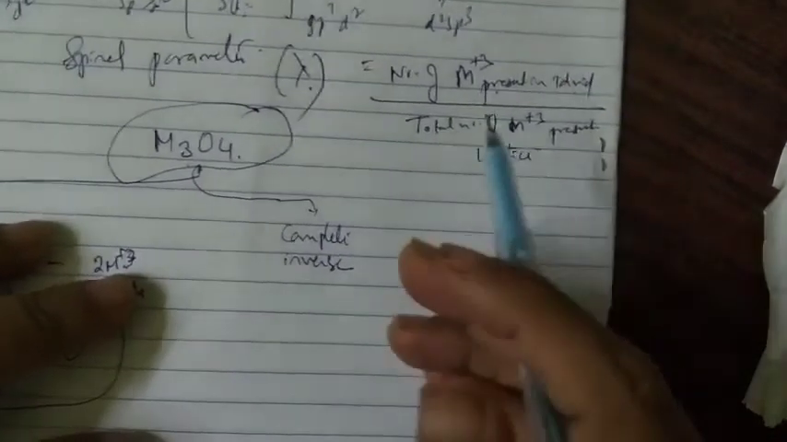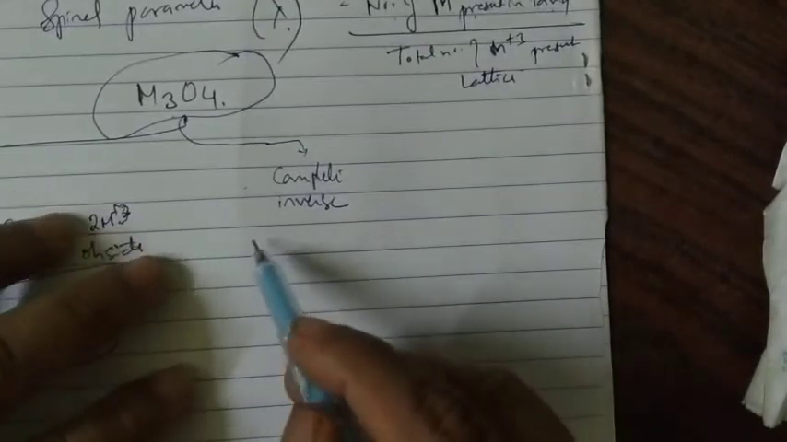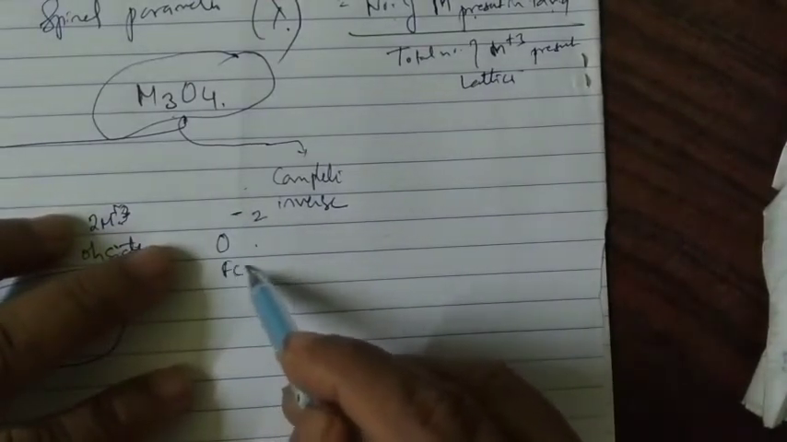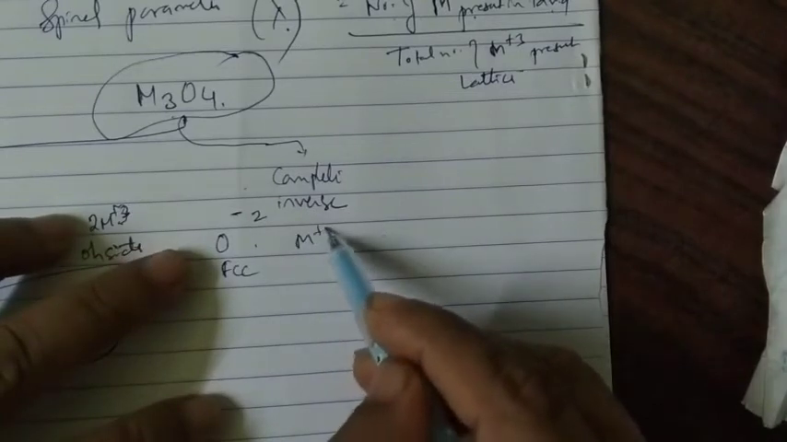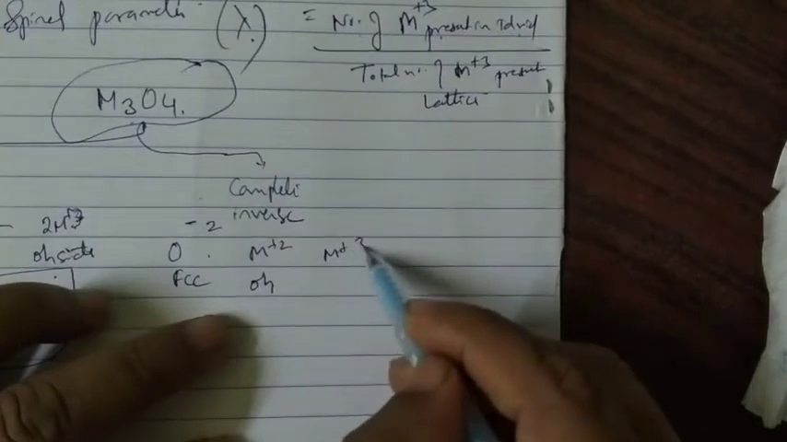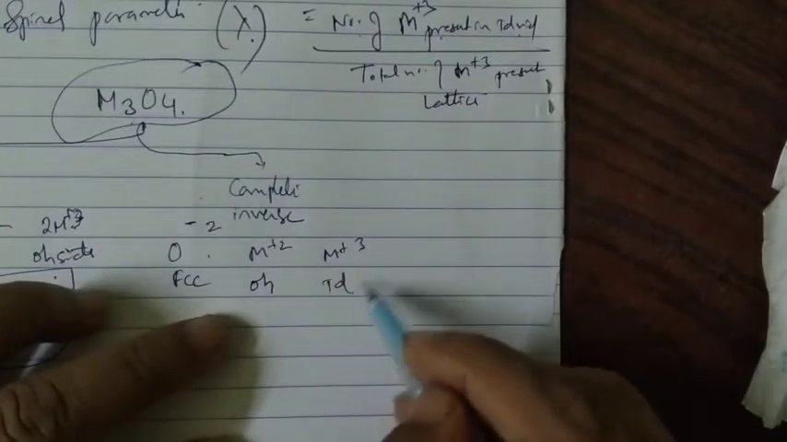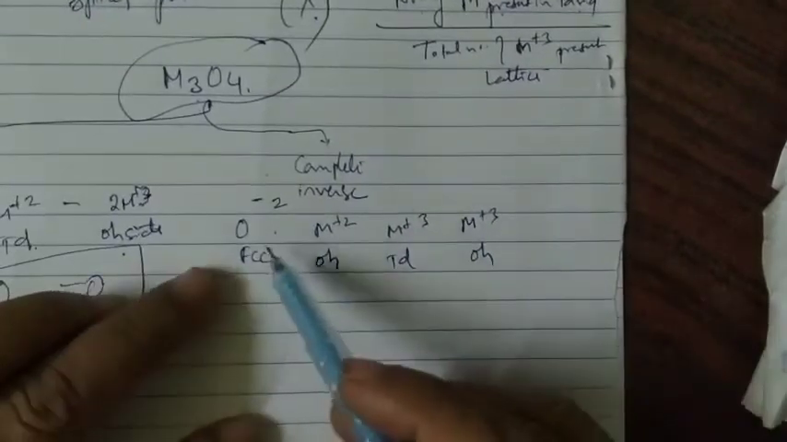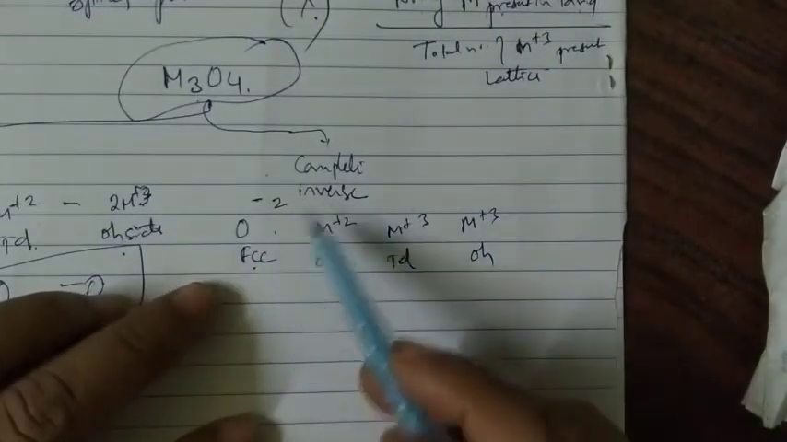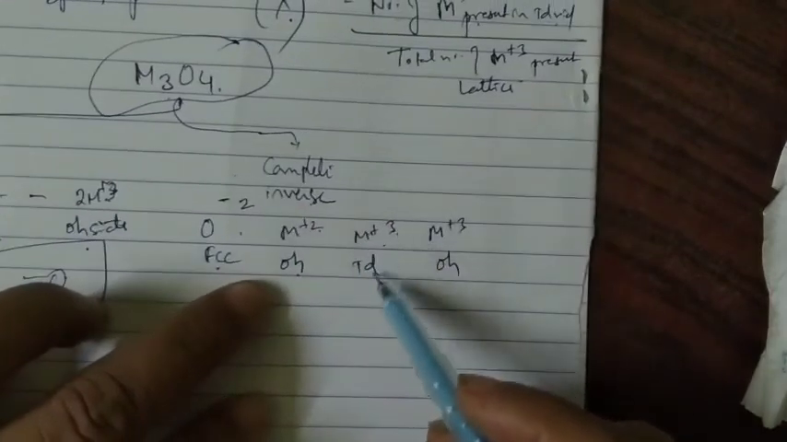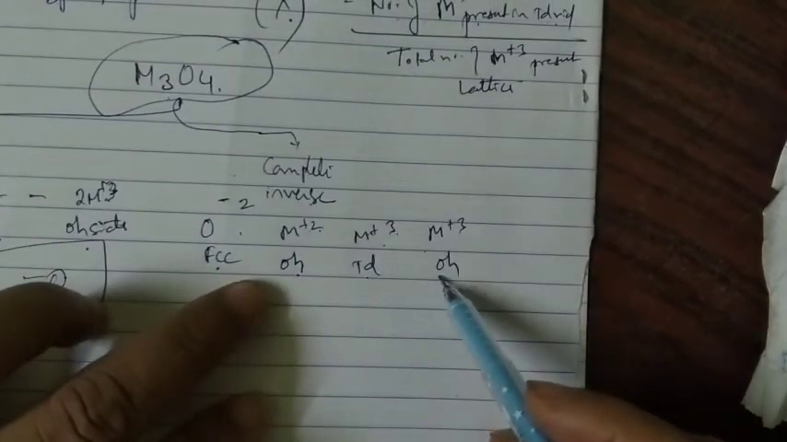Complete inverse will be there. Again we will calculate here. So this is O minus 2 FCC, already we have done, and here M+2 in octahedral will be there, M+3 in tetrahedral, and again here M+3 in octahedral. There is a mixing here. So O minus 2 FCC complete inverse: M+2 in octahedral, M+3 in tetrahedral, and M+3 in octahedral. That is a mixing here.